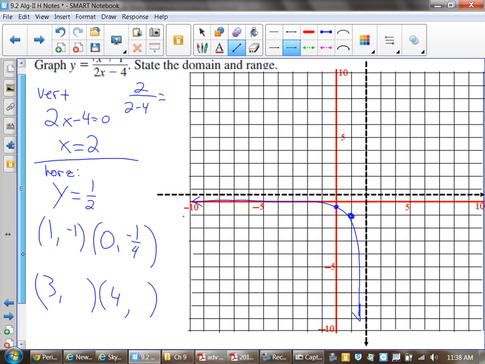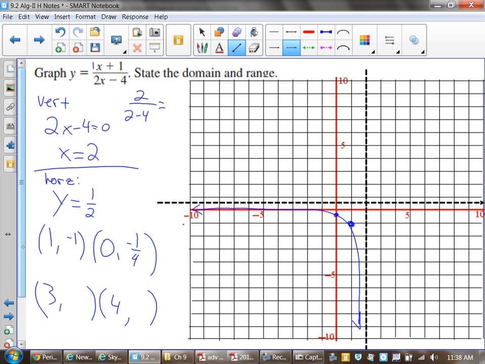When it's 3, we have 3 plus 1 over 2 times 3 minus 4. That's 4 over 2, I believe. And when it's 4, we have 4 plus 1.